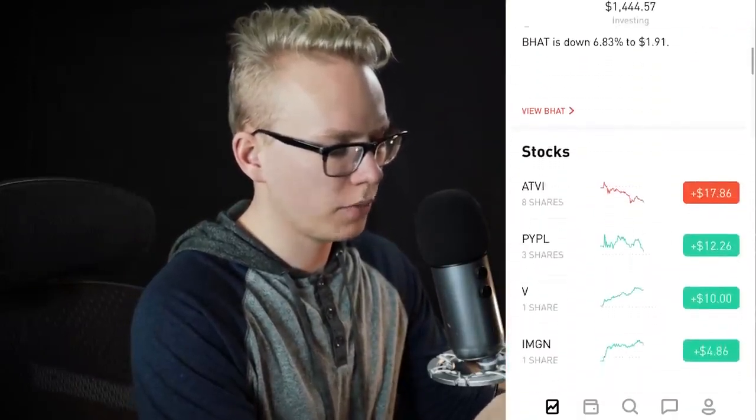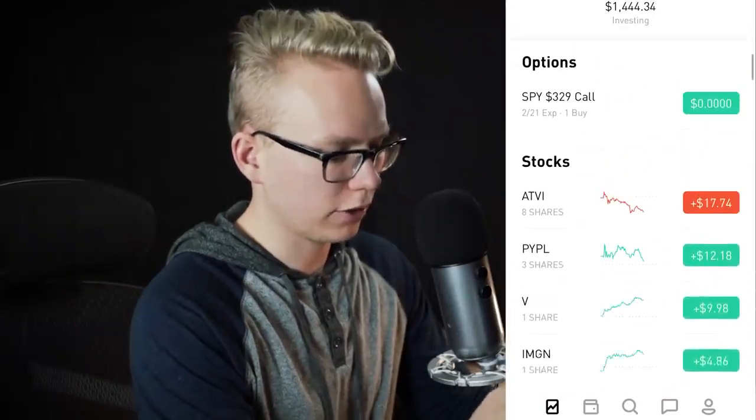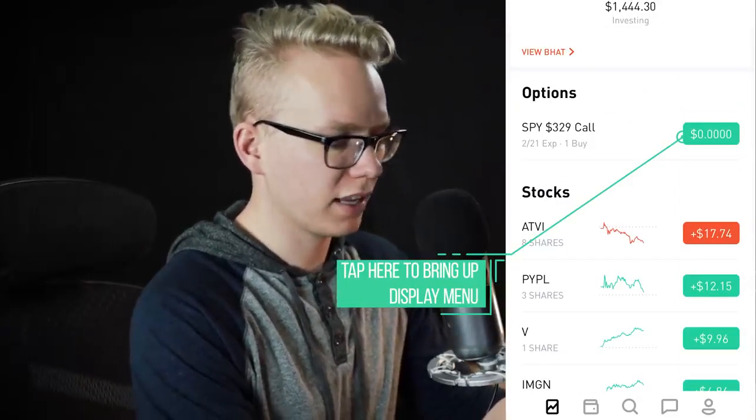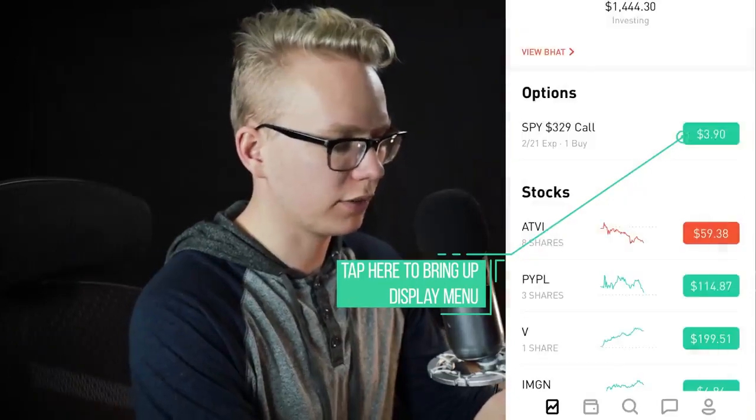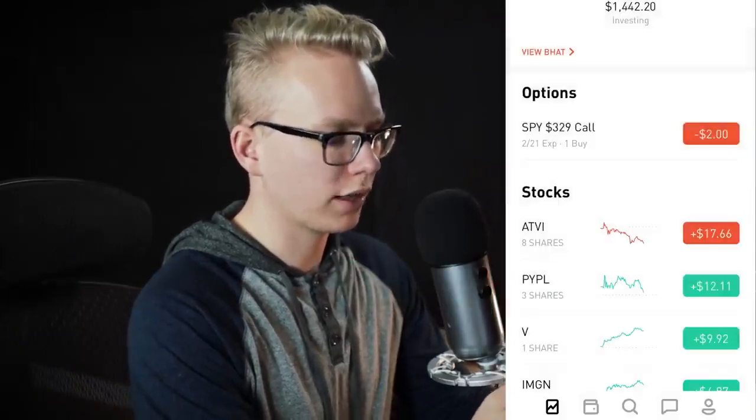So if we go back to our home menu, you can see this option is going to pop up here, hopefully in a second. There it is. All right, a SPY call has popped up. And we have not made money. We have not lost money yet. It's just at $0 as a total return. And you can see what the last price was, $390. How much money I put into it, $388. Now if we go to total return, we're down $2 already.